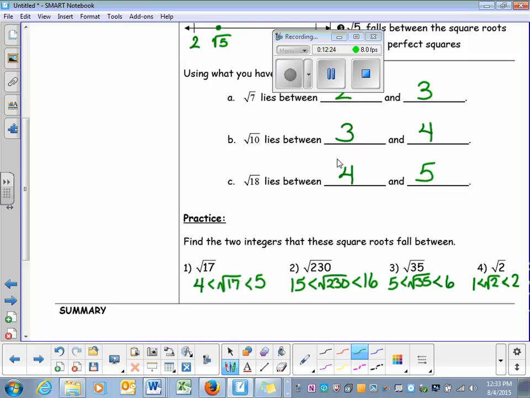All right, on this set of notes, I accidentally left in the questions for you, so you don't have to do that. But you should write me a couple sentences as a summary. Be sure to explain how to find perfect squares and how to find square roots.